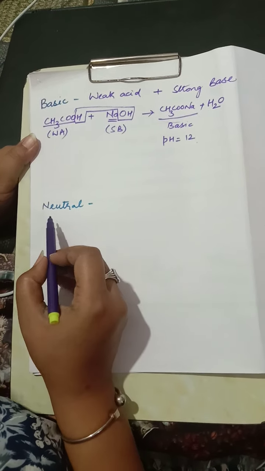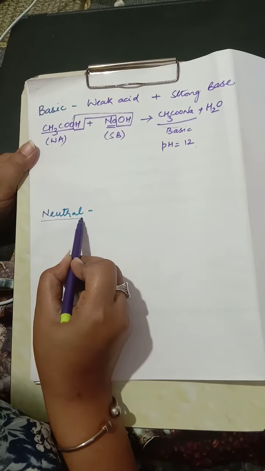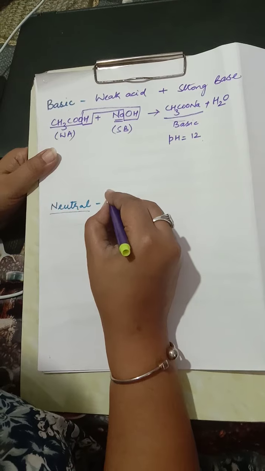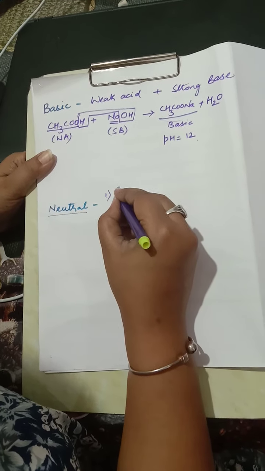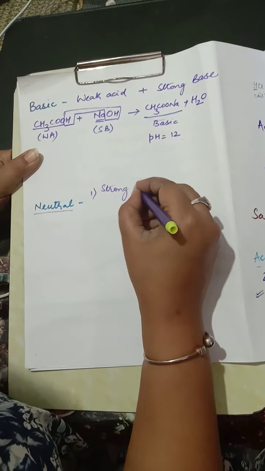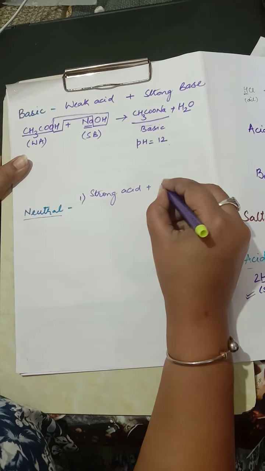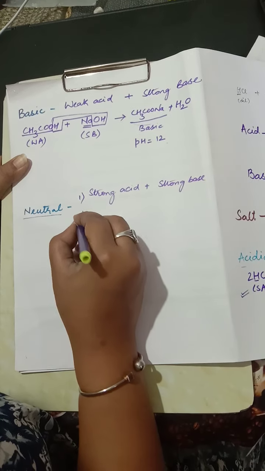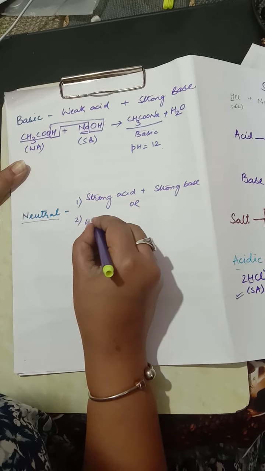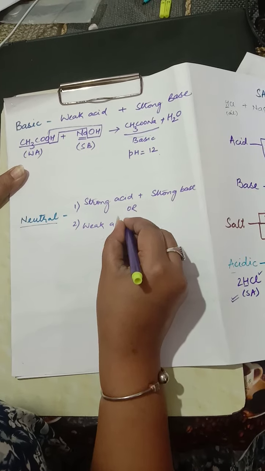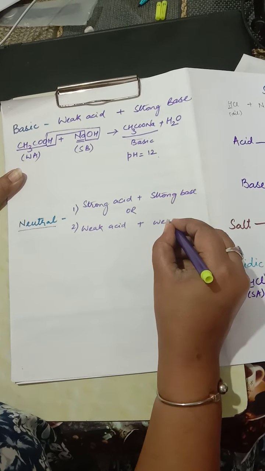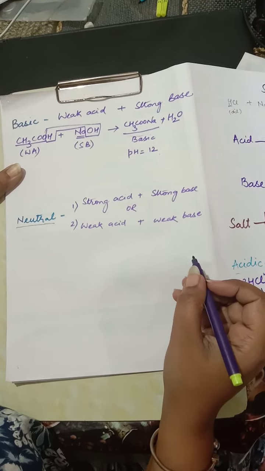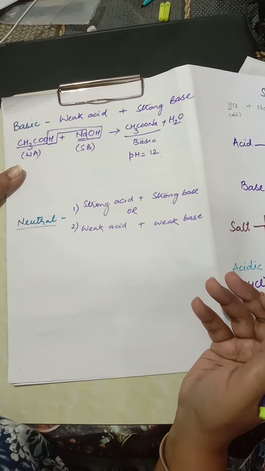Now, the third type of salts, neutral salts. Neutral salts are formed in two manners, either strong acid plus strong base, or weak acid and weak base. Both the components which are coming in the neutralization reaction should be strong or weak.